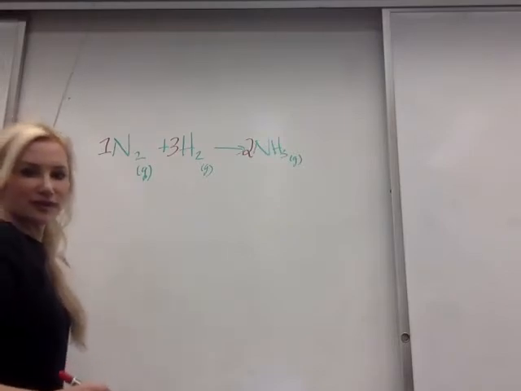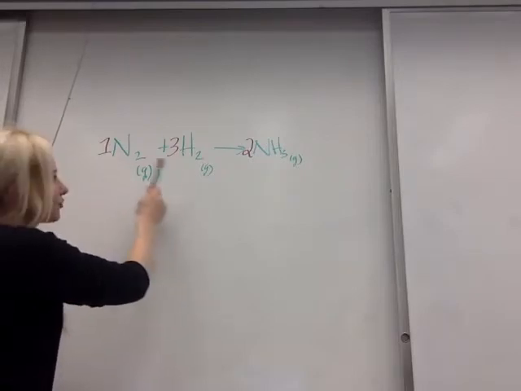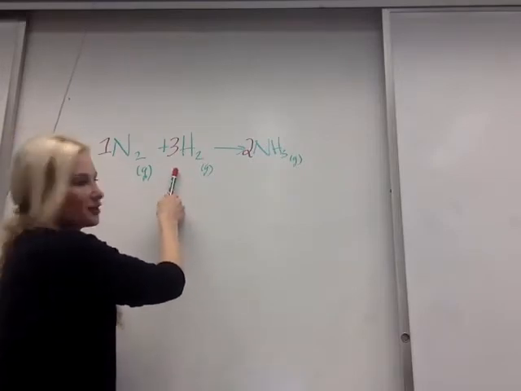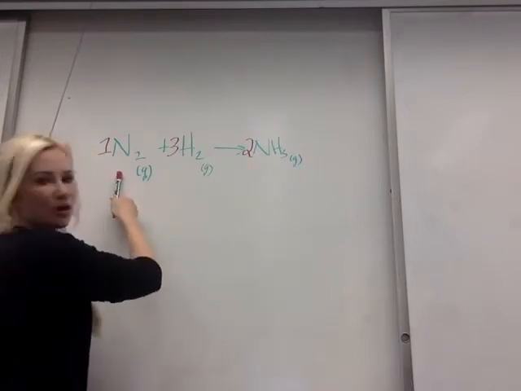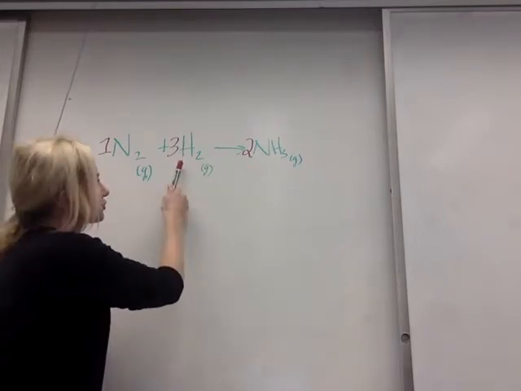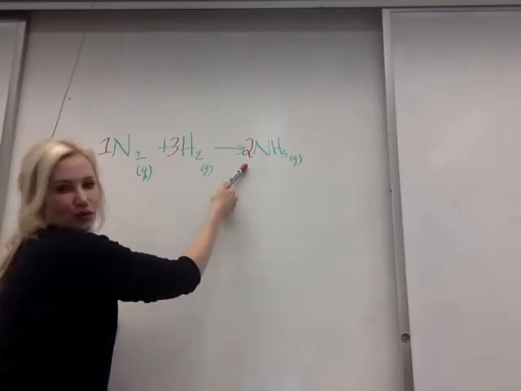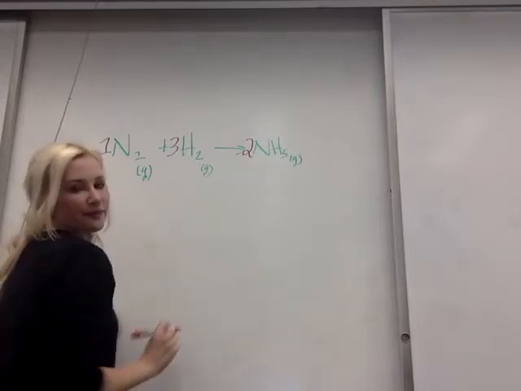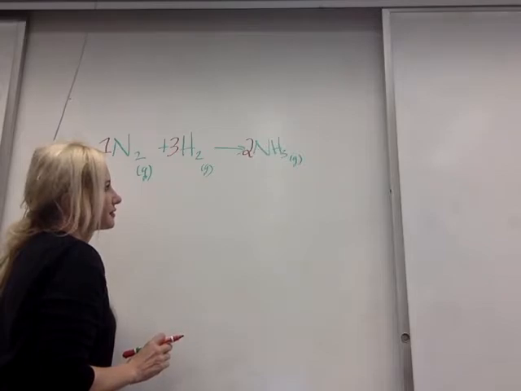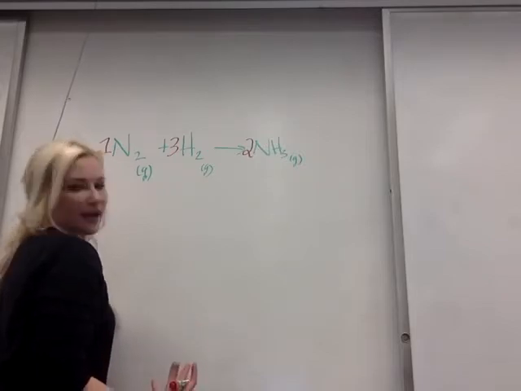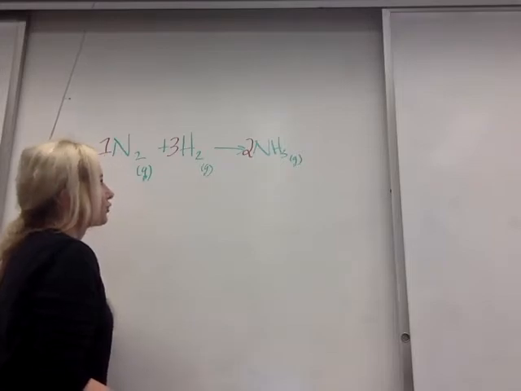The way that we read this is we say 1 molecule of nitrogen reacts with 3 molecules of hydrogen to give us 2 molecules of ammonia. Or we can say 1 mole of nitrogen reacts with 3 moles of hydrogen to give us 2 moles of ammonia. And that one's more common because a mole is a chemist's dozen. So we do everything in terms of a mole. And when I do this stoichiometric calculation, I'm just going to do moles.